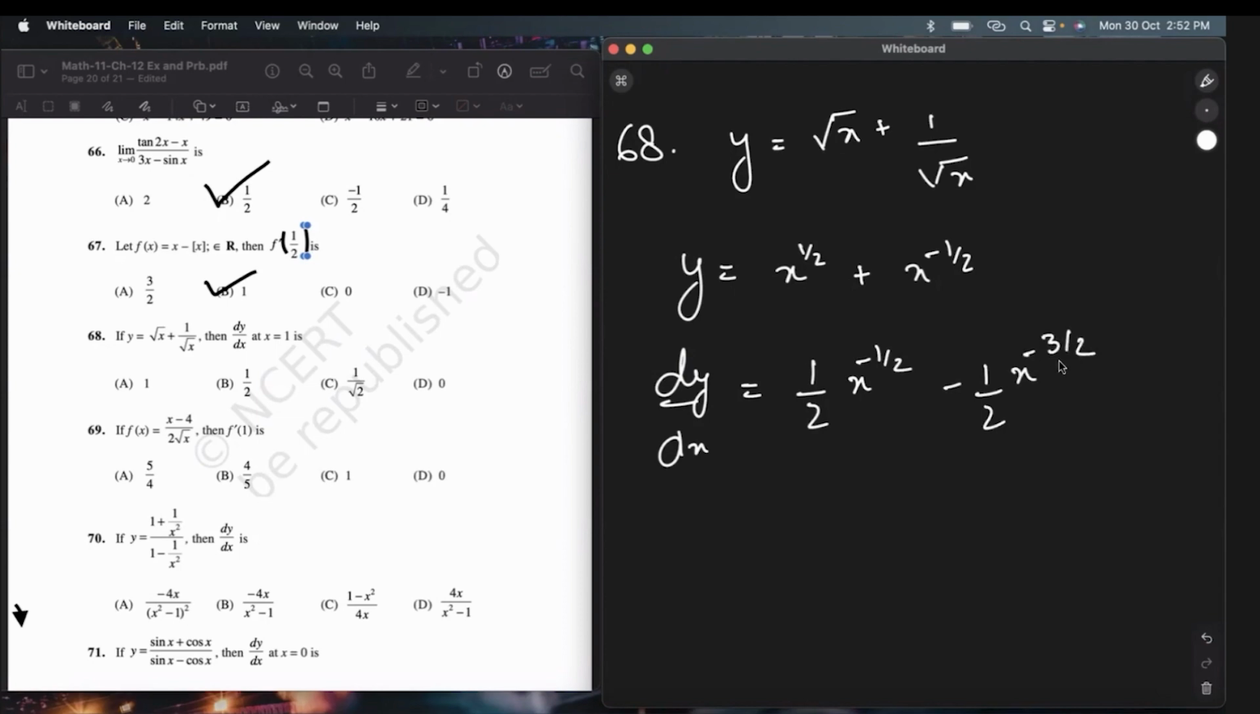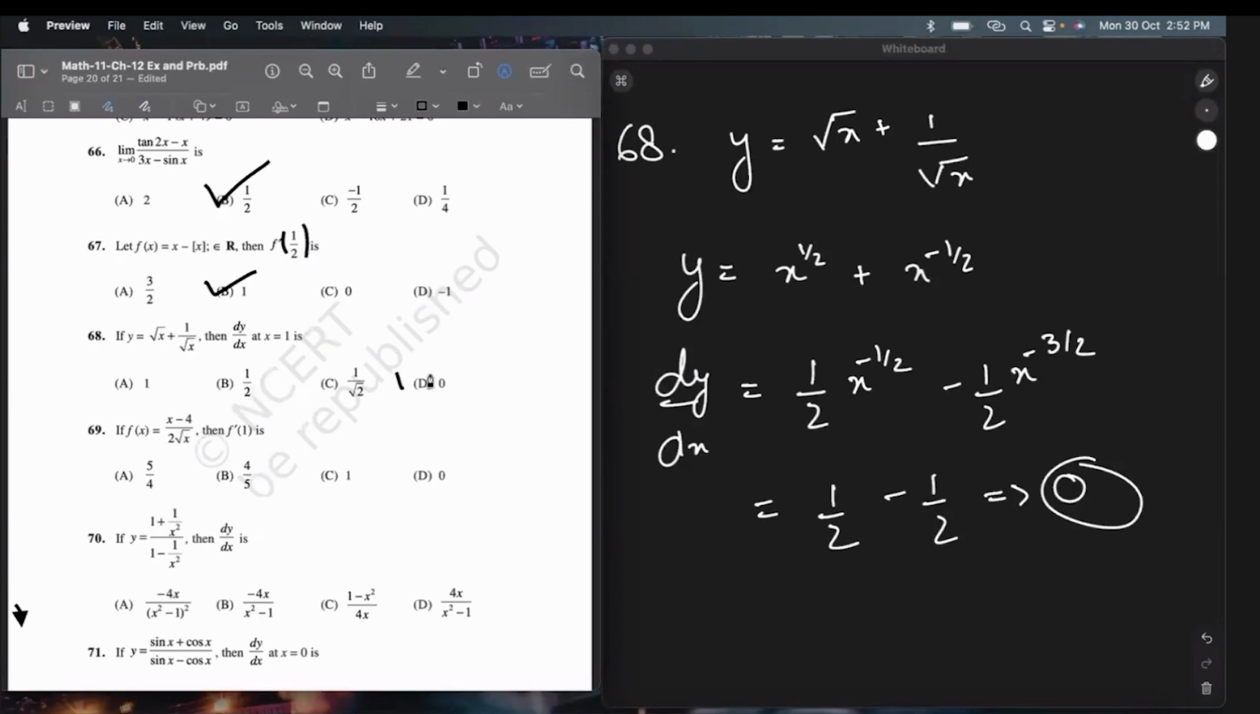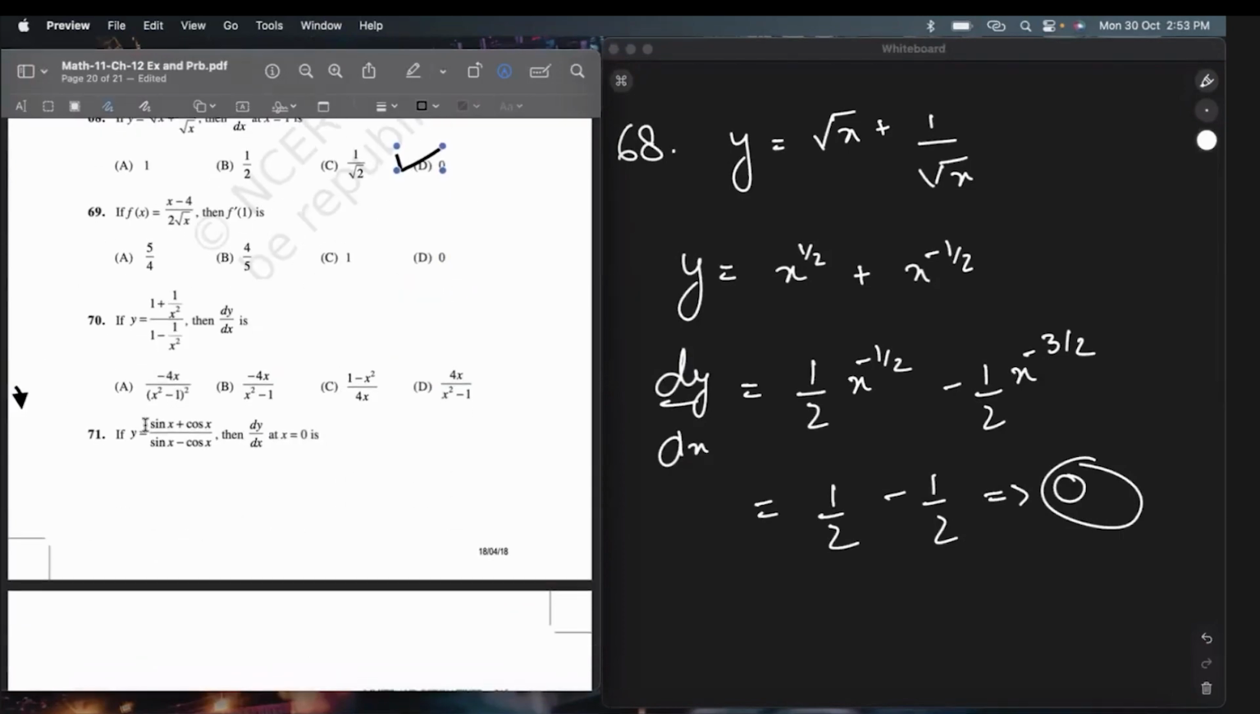Alright, now if I put the value for x given to me as 1, then I'll get the answer for this, which will be nothing but what? Half minus half is nothing but 0. So the answer for this question is B part, which is 0. Yeah. Moving on to question number 69.